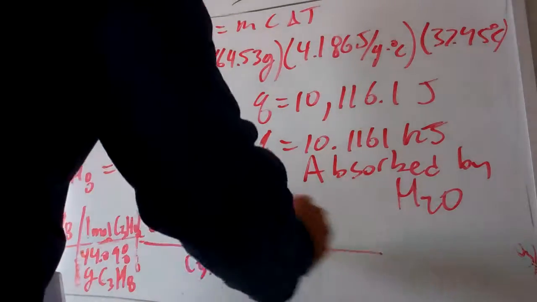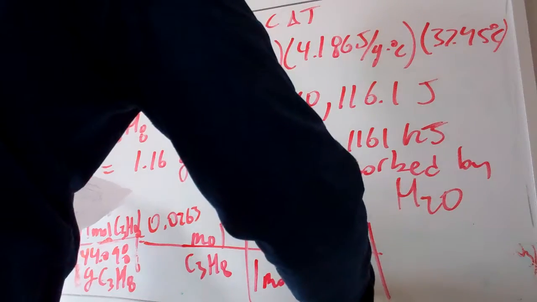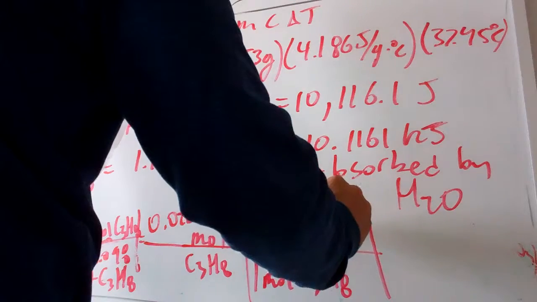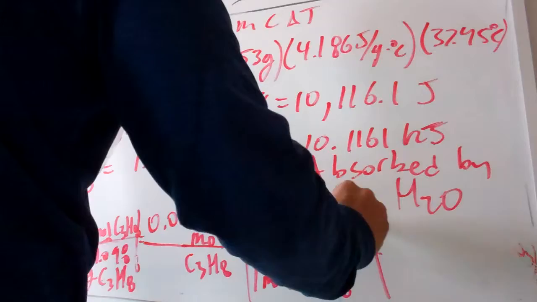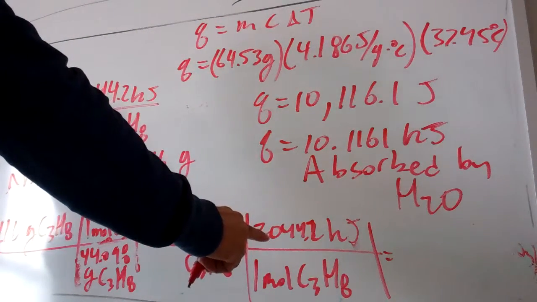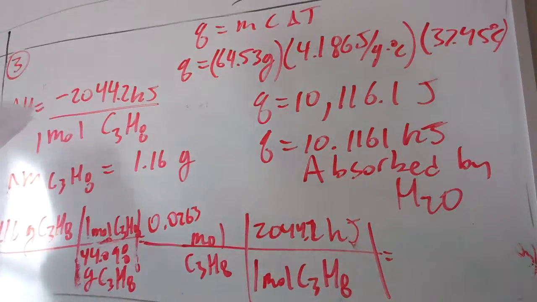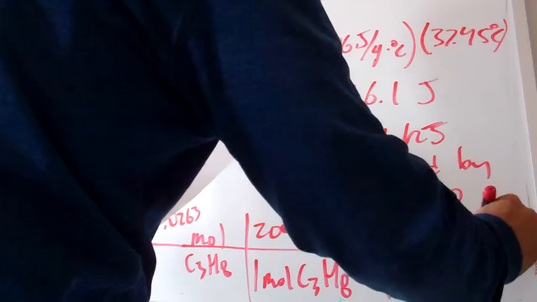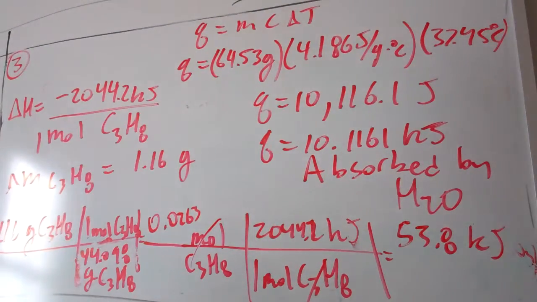So here it is. For every 1 mole of C3H8, we end up with 2044.2 kilojoules. kJ, not Jk. And you do the math, 2,000, 20,000, wait, yeah, 2,044. This times this, and you end up with something like 53.8 kilojoules, because the moles cancel. All right. So there it is, kids.